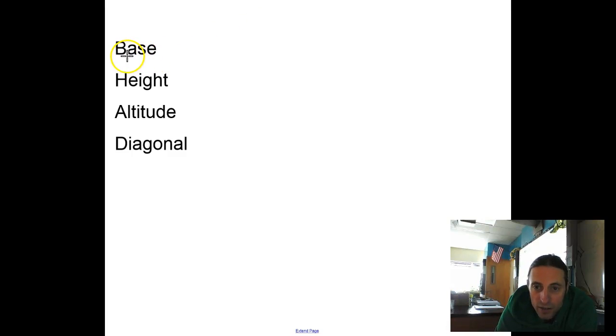let's just do a quick review of some key vocabulary. When we think of base, of course, we're talking about the base of a figure, the bottom or the top, okay? And these are some of your vocabulary that you need for this chapter, but you may have already done them already. When you think about height, it's the vertical distance perpendicular to the base from one base to another. And altitude is the length from a vertex to the base.